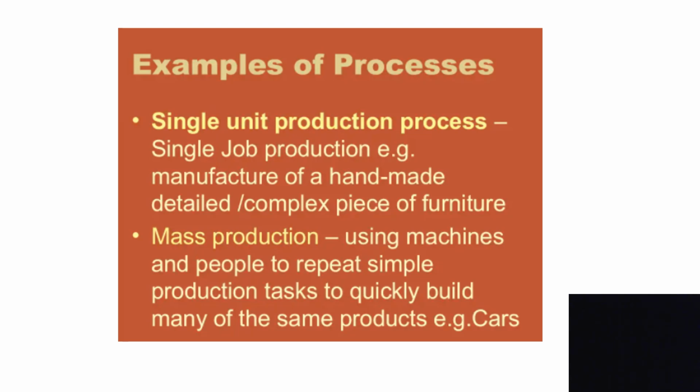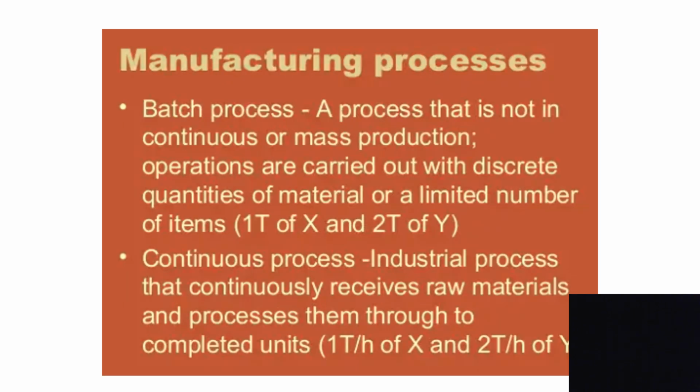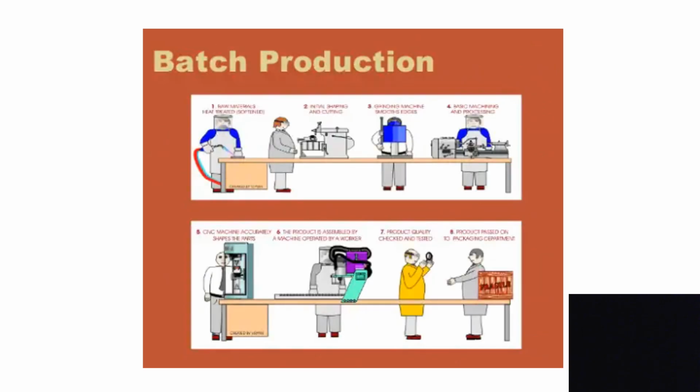the handmade detailed or complex piece of furniture, or if you take a mass production car, the manufacturing of a car. Okay, so for a batch process, it is not required to feed the raw material continuously, whereas for a continuous process, you have to feed the raw material continuously. Here a limited number of items has to be fed.